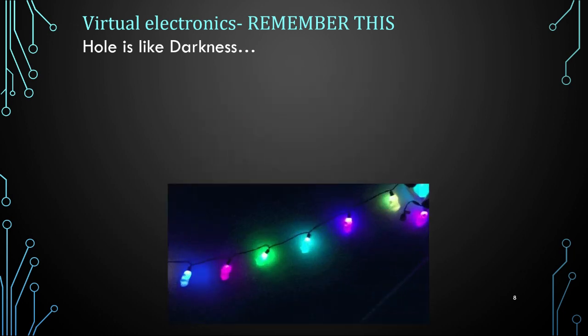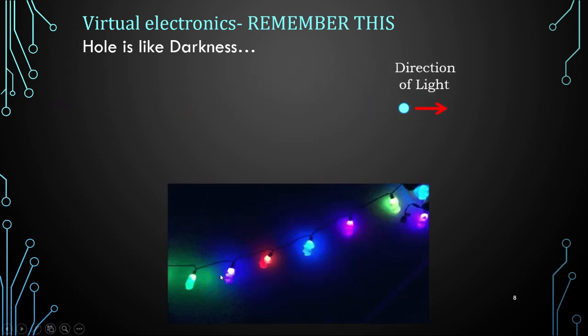So let us understand it with another example. You might have seen the lightings at functions. Bulbs may glow in a sequence. One will be on, then it will be off, and the next one will be on. So it can be considered as the direction of light. Say it is going towards the right.